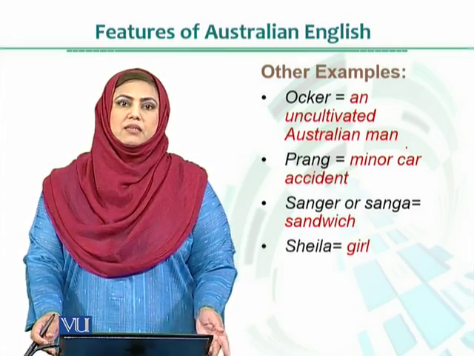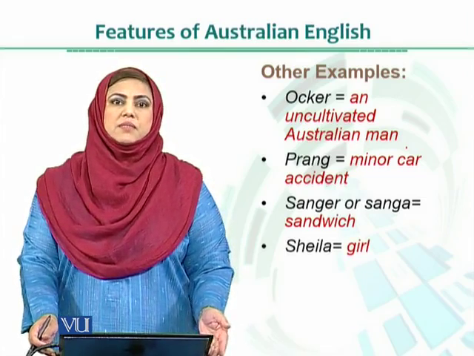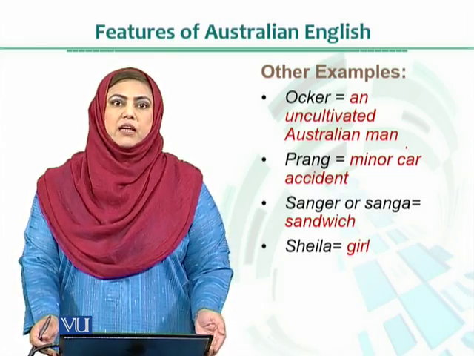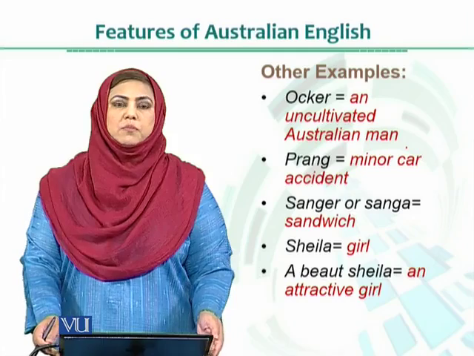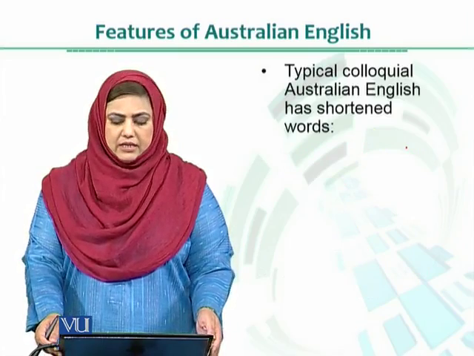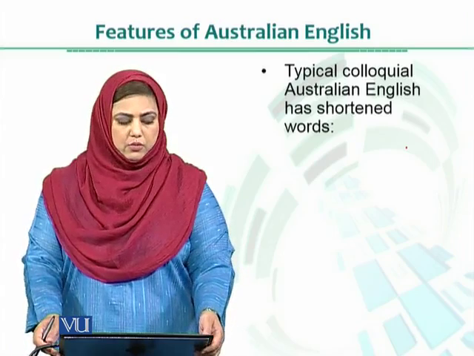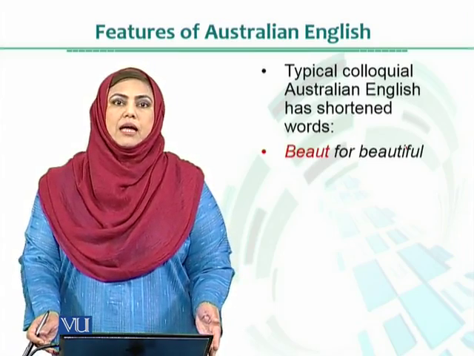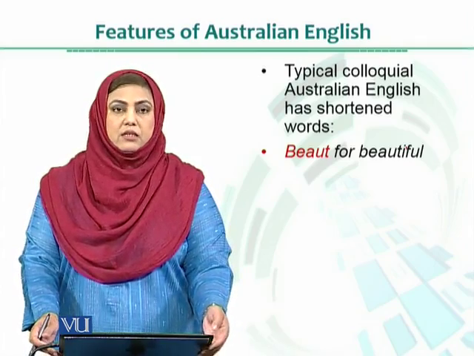An interesting example here is the word Sheila, which means girl. I hope you would be able to relate to certain songs in the subcontinent where the word Sheila is used. So, now you can understand where the word comes from and what it means. An expression, a beaut Sheila, would mean a beautiful or an attractive girl. In fact, in Australian English, typical colloquial expressions tend to shorten the words. So in the example I have given you of a beaut Sheila, beaut actually means beautiful, but it is used in informal language as an abbreviated or shortened form.